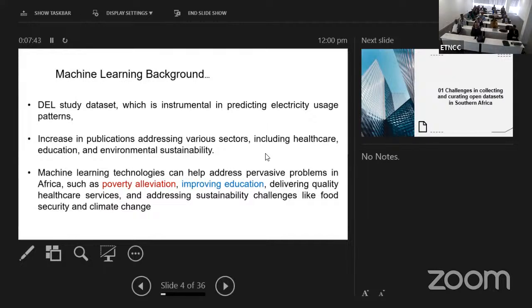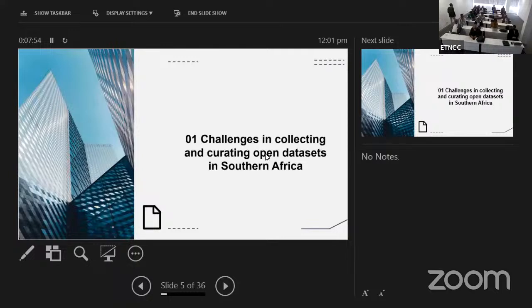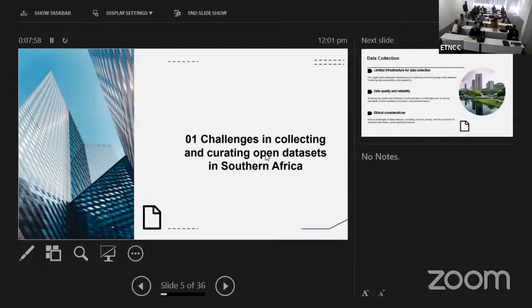So if we have good data sets on that, then we will address the issues on education, healthcare, crime, and all that, which needs adequate data sets. So there is a lot of that. Now, based on that, we find that we have a lot of challenges that are resulting in us not having open data sets.